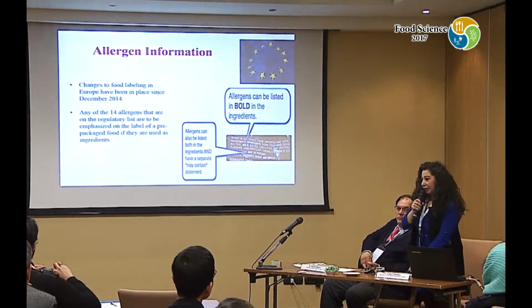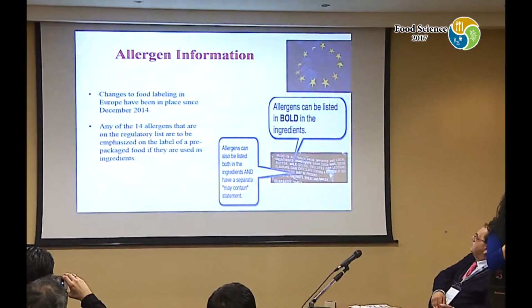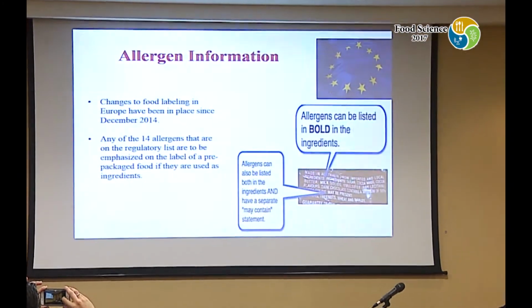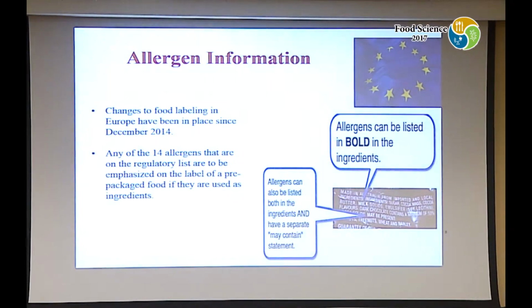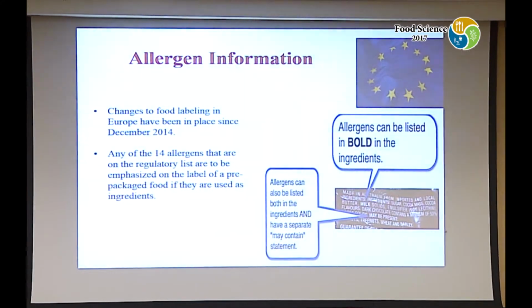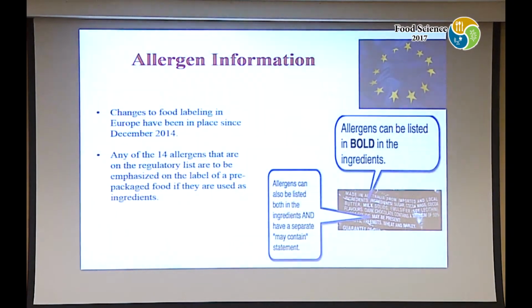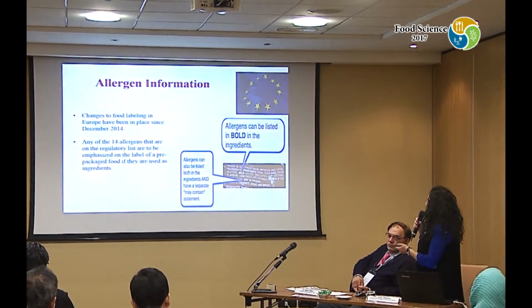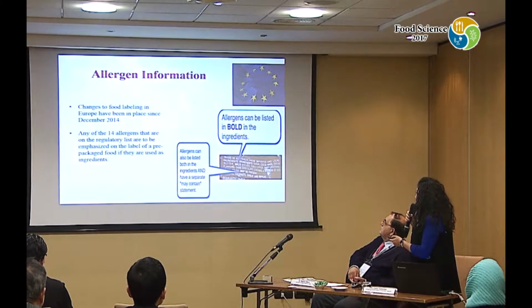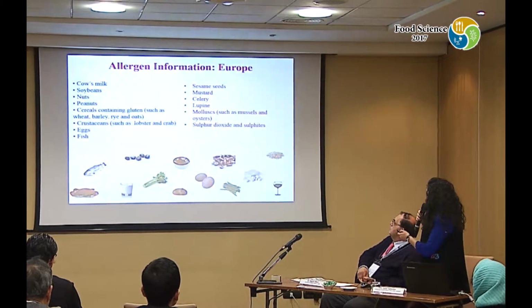We started with 8 common allergens in the world, in the States. And since December 2014, the EU requires 14 allergens to be labeled, so plus 6, and we'll see what the 6 allergens are. 8 plus 6, we have 14 allergens nowadays required by the European Union to be labeled on food labels. So there have been changes to food labeling in Europe since December. Any of the 14 allergens that are on the regulatory list are to be emphasized. Of course, they have to be listed in bold as ingredients.